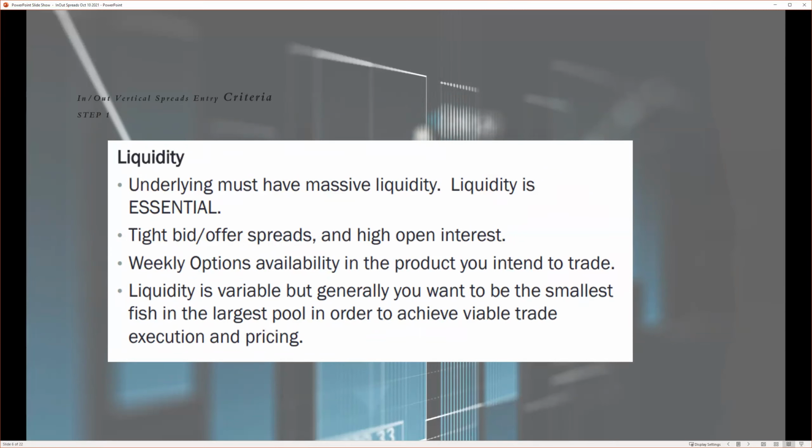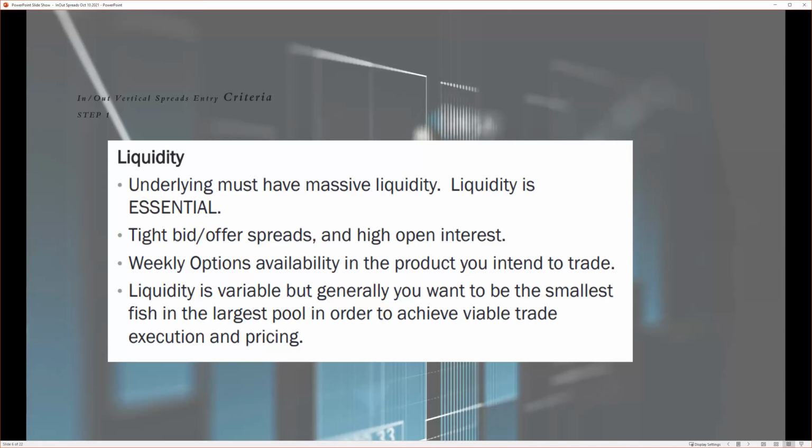So, in and out vertical spreads, entry criteria, guys. Let's get deeper into it, if you already more or less understand why they are called in and out spreads, and why they are vertical. Because you buy one strike and you sell another one vertically, up or down, depending on whether it's a call or put. And debit, because you pay for them, right? You don't sell them, you buy them. You are long a put or a call debit spread.